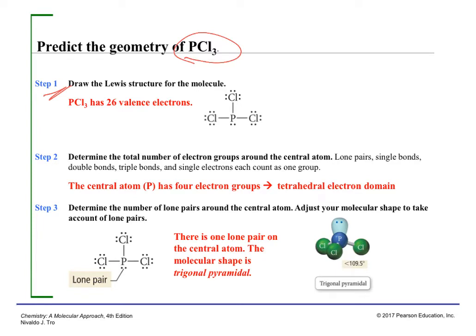If you need a refresher on that, the first thing you do is count total valence electrons. Phosphorus is in group 5A, has 5 valence electrons. Chlorine, a halogen, has 7 valence electrons, but there are 3 chlorines. So if you add all those together, you see you have 26 valence electrons.